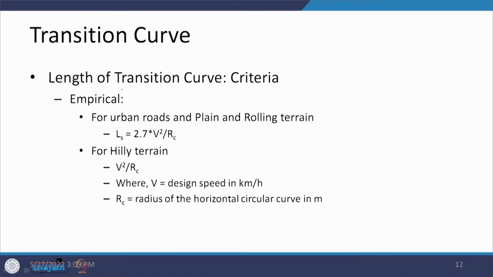And another case is the empirical case, which is being provided for plain and rolling terrain or urban roads as well as hilly terrain. So, in the case of urban roads and plain and rolling terrain, it is 2.7 V square divided by RC. So, in the case of urban roads, we can simply stick to this formula, calculate the value and provide it. In the case of hilly terrain, it is V square divided by RC, and again V is design speed in kilometers per hour and RC is the radius of the horizontal circular curve in meters.